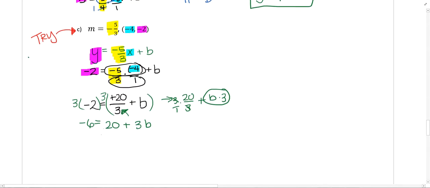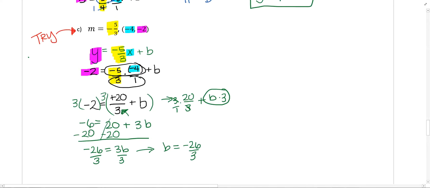So then I'm going to subtract 20. It's just solving an equation. So that's negative 26 equals 3b. Divide both sides by 3. And yes, that's not going to go into 26, but that's okay. It's still an answer. b is negative 26/3. And we can leave it as an improper fraction.